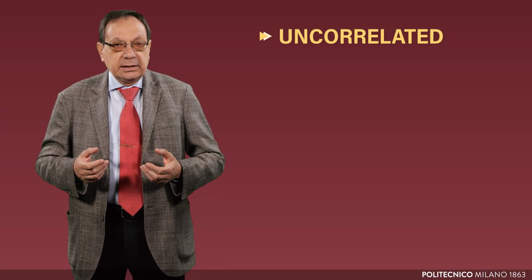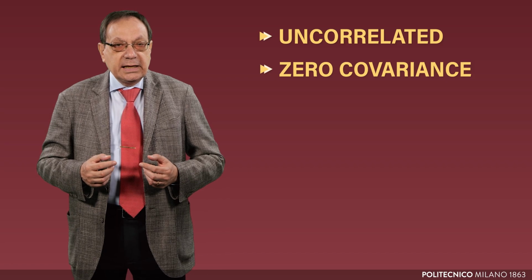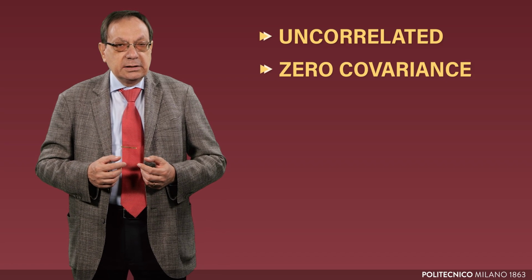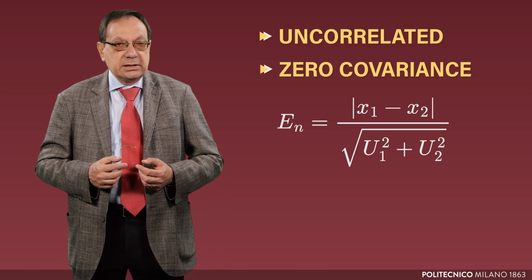In the case where the two results are uncorrelated and therefore the covariance is 0, the denominator becomes the square root of the quadratic sum of the two expanded uncertainties assigned to x1 and x2, as you can see here.